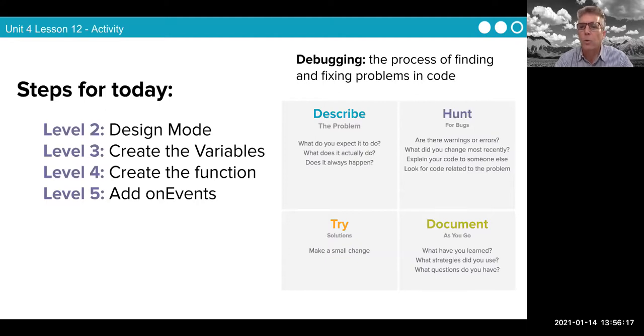Hunt for bugs. Are there warnings or errors? When you get the little yellow triangle or the red square, hover your mouse over it and it will tell you what the error is. Sometimes it will not tell you exactly what the error is, but the result of the error.